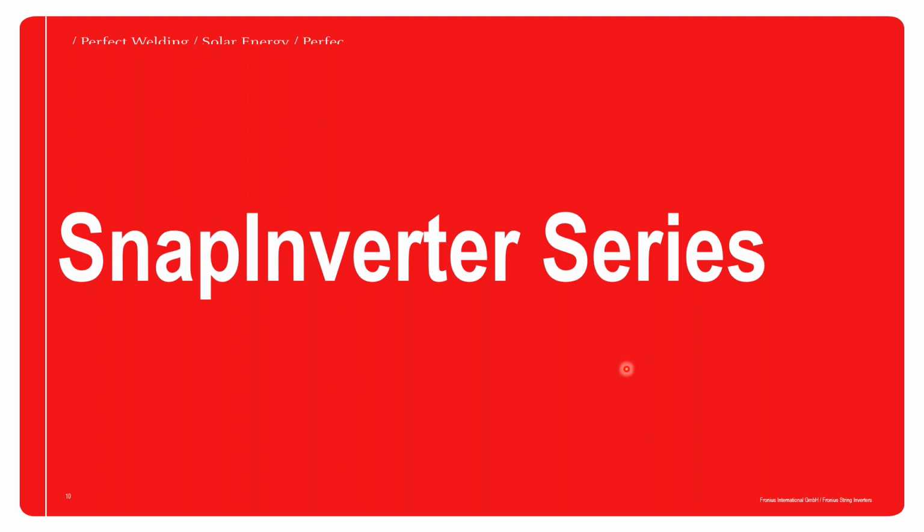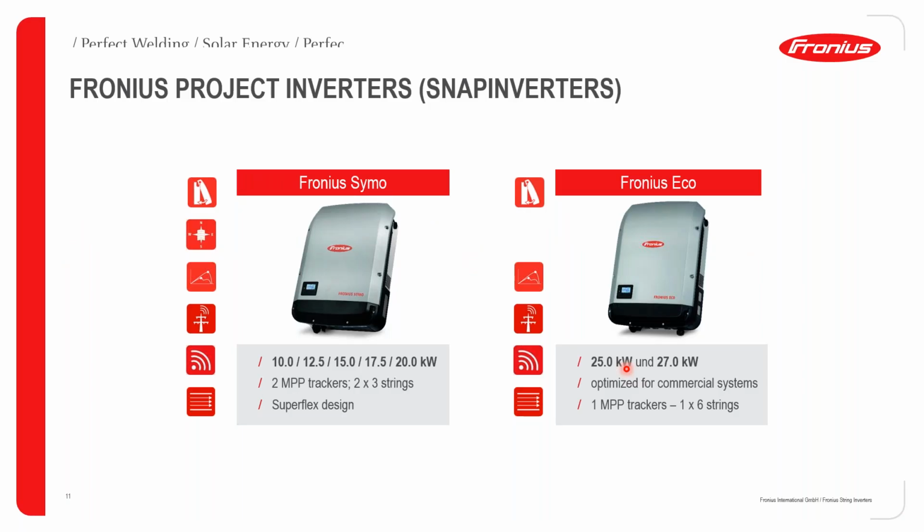We'll now look into more detail on the Snap inverter series on the commercial range. For the commercial range, we have 2 inverters on the Snap inverter series, that being the Fronius Simo. As I said earlier on, it comes in these power classes. It has 2 trackers, and you can have 3 strings per tracker of 1000 volts DC each. It's a Superflex design, which basically means that you can unbalance your trackers.